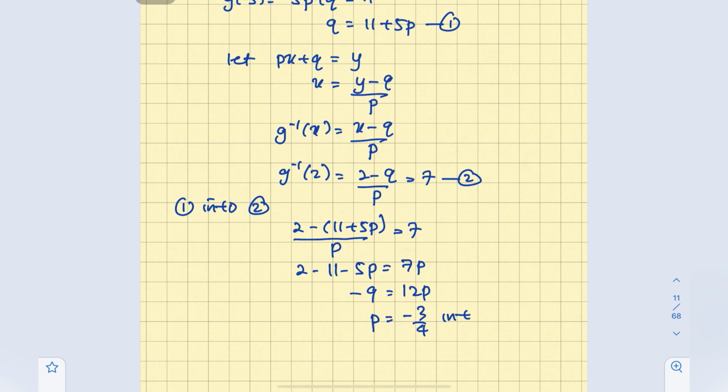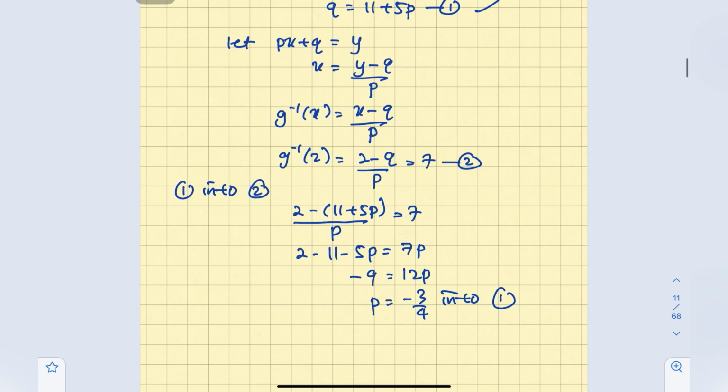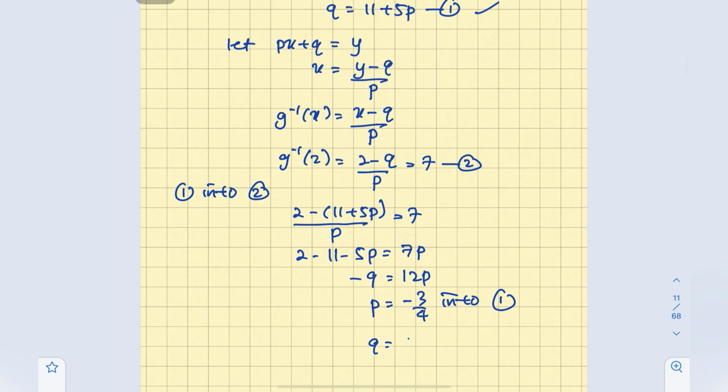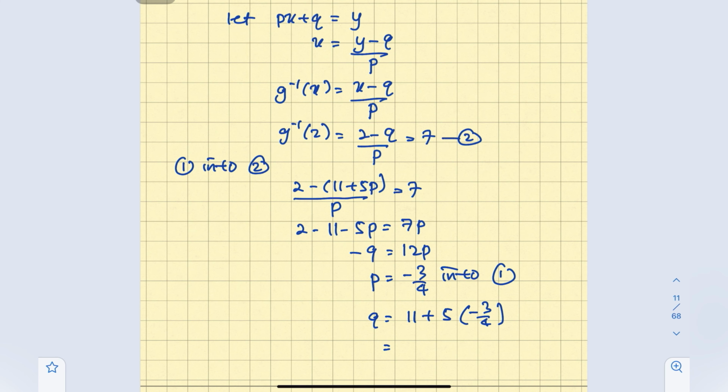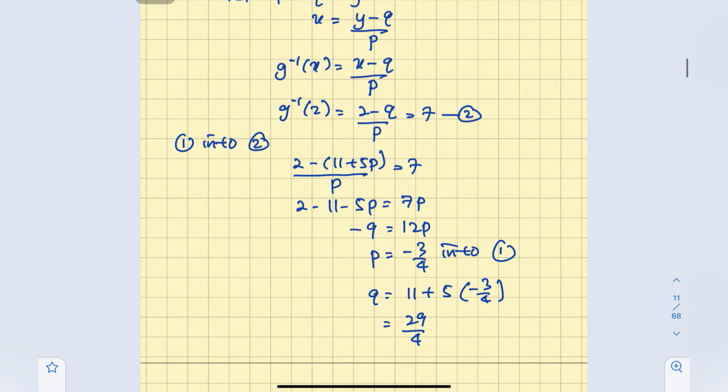So into 1. So substitute in this. So then q equals 11 plus 5 times negative 3 over 4. So q equals 29 over 4.